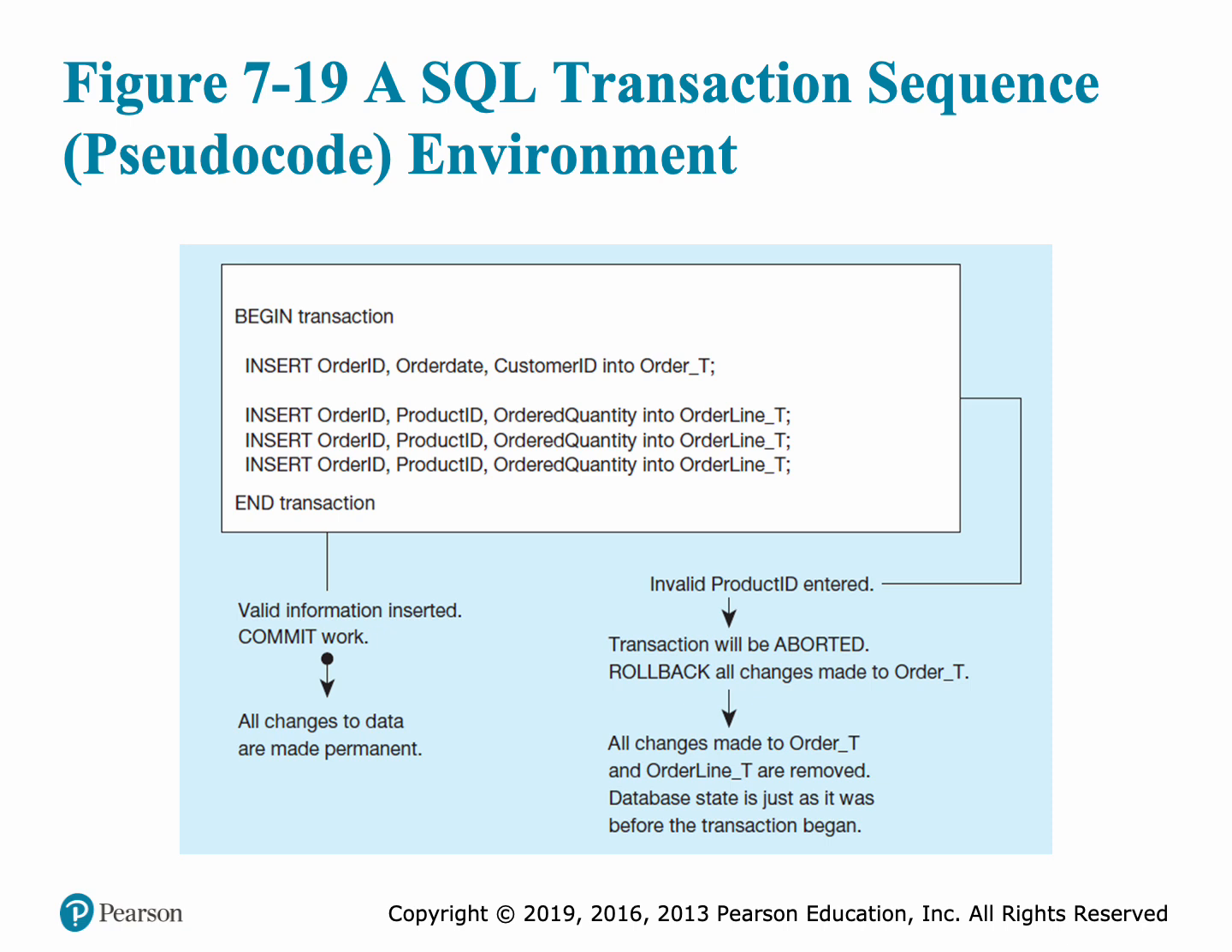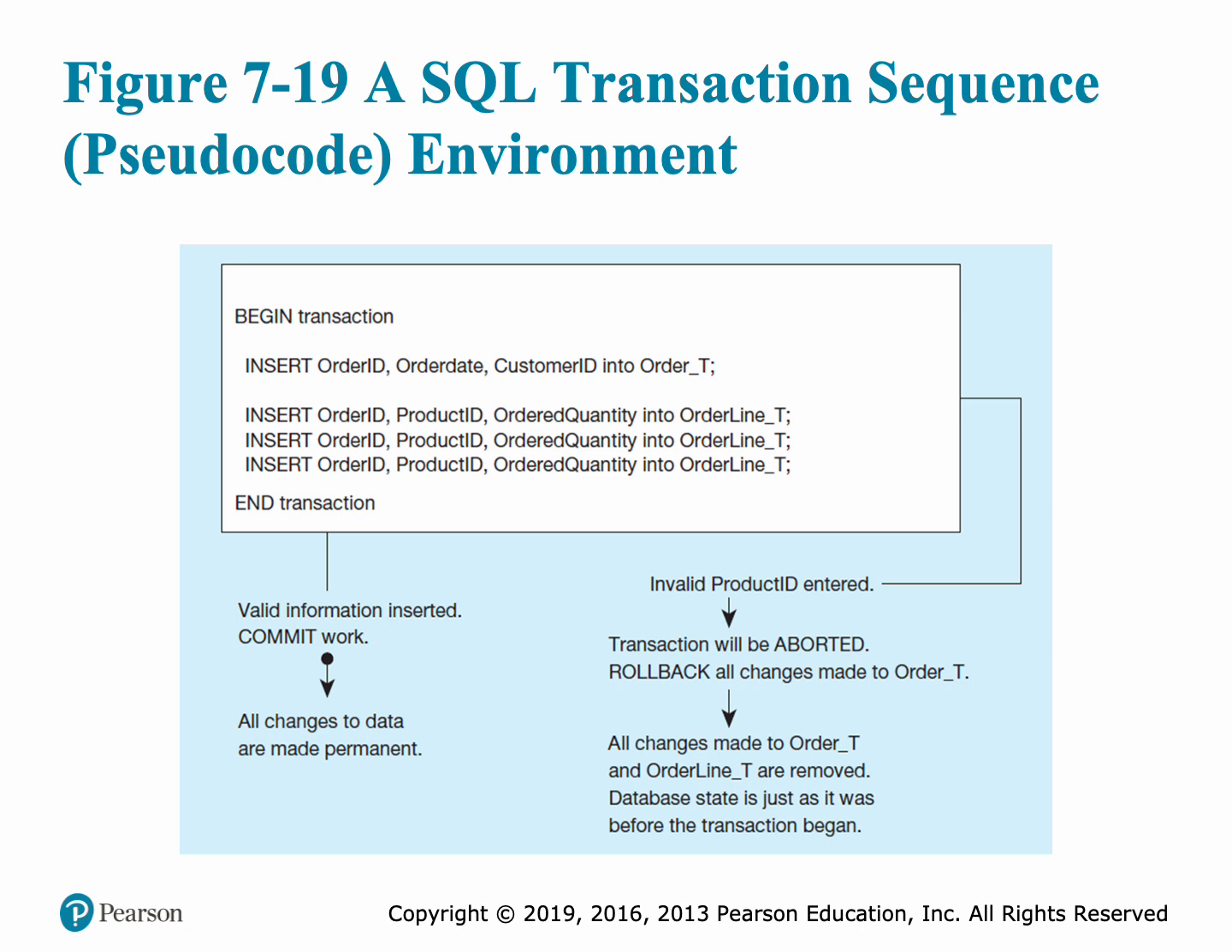SQL transaction sequence or pseudocode environment. You look at begin transaction and end transaction, and you can insert order ID, order date, customer ID into order T. Insert order ID, product ID, and then this can go on. This is valid information inserted. Commit work. All changes to the data are made permanent.